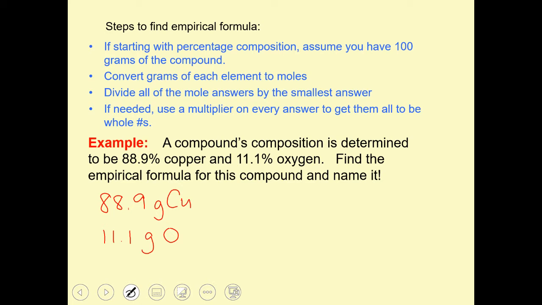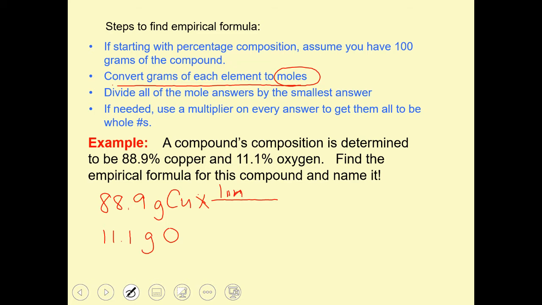And that's why in step 2, you have to convert all of the grams to moles, because moles represents Avogadro's number of particles. So if we want a particle ratio, a mole ratio will give us that information. So we're going to convert both of these to moles. This is a skill that you learned in the beginning of this unit.